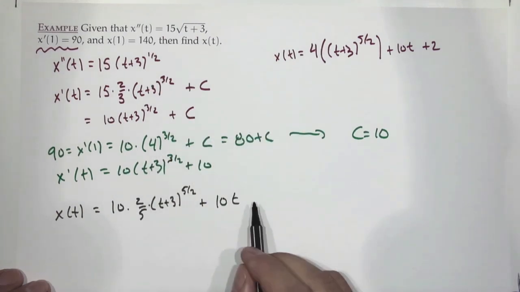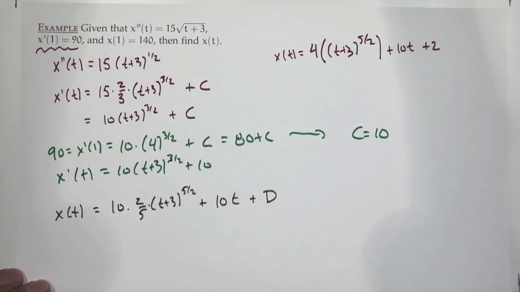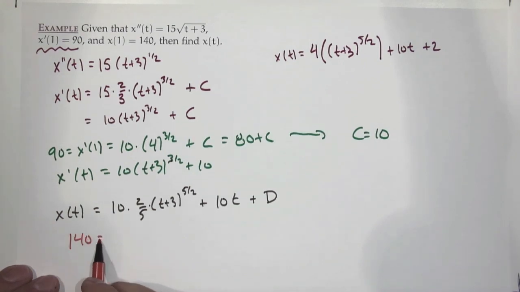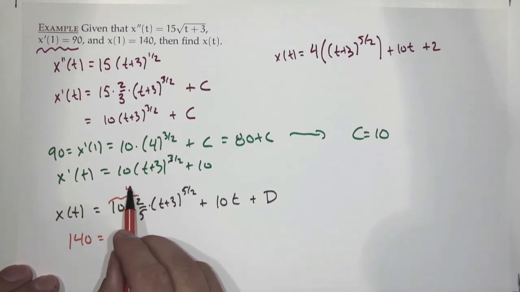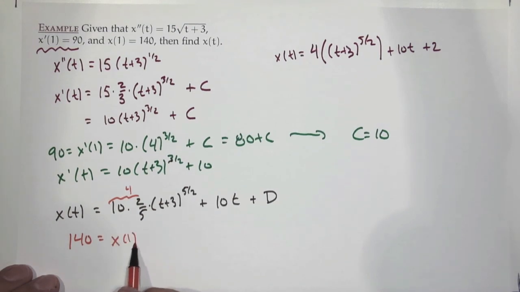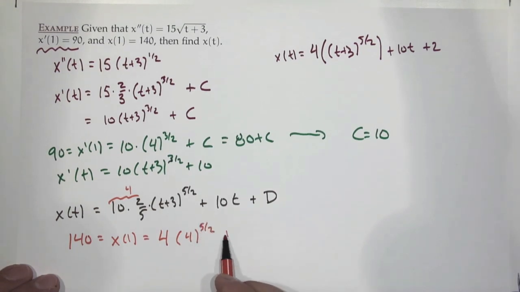Now, we've already used c, so it's proper etiquette to introduce a new symbol, just so that we don't confuse ourselves and say, oh, wait, plus c, but c is 10. Oh, no. It's a different constant. Well, to finish it up, we need to find, of course, what is that constant. So we do, of course, the logical thing. We plug in. We see that 140, big number, is 10 times 2 fifths, which is the same as 4. So 140, that's x of 1, which is 4 times 4 to the 5 halves, plus 10 times 1, plus d.